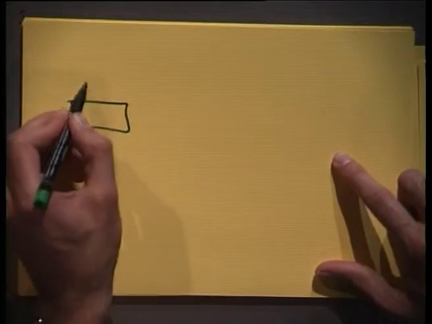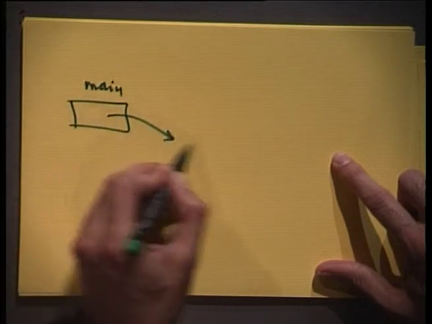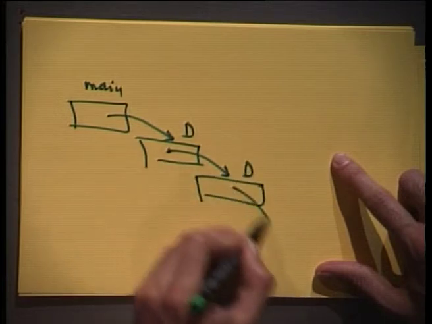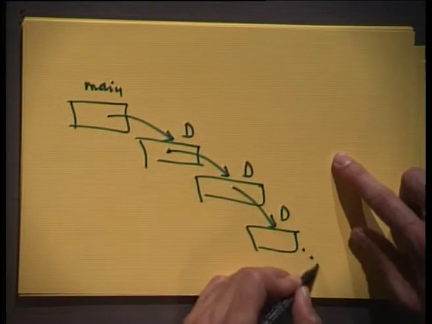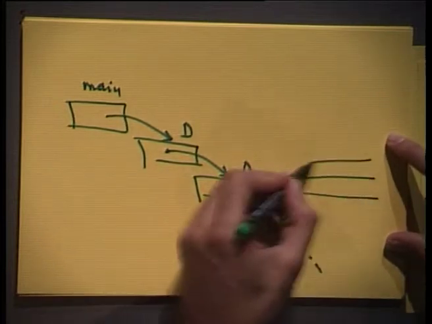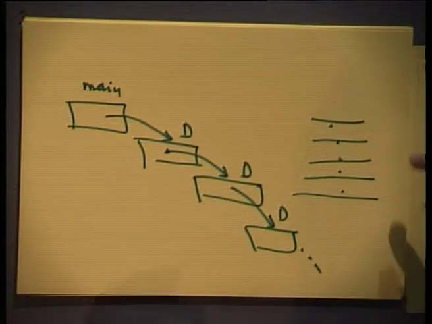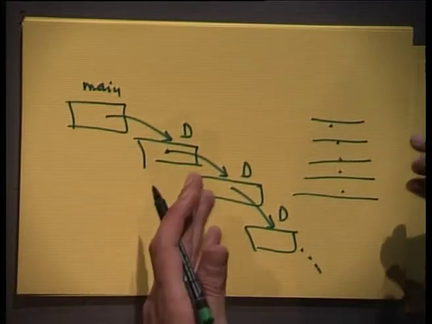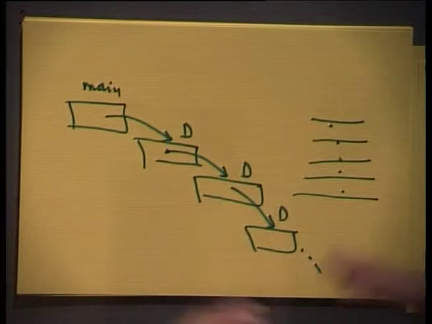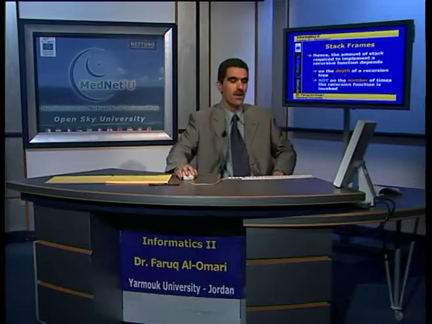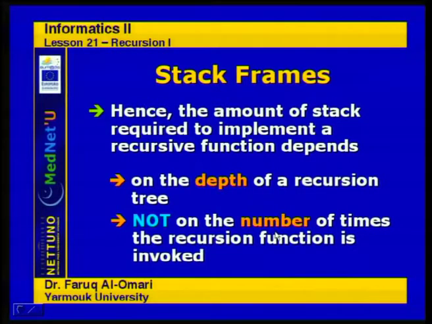But if I have the following scenario, main, call to D, and then D is calling D again, and calling D again, and so forth, then I will have a stack of frames on top of each other, okay, with different parameters, of course, and return addresses. Okay? In this case, I'm going to have too many nodes in my recursion tree. So it depends upon the depth of the recursion tree rather than the number of times the recursion function has been invoked.